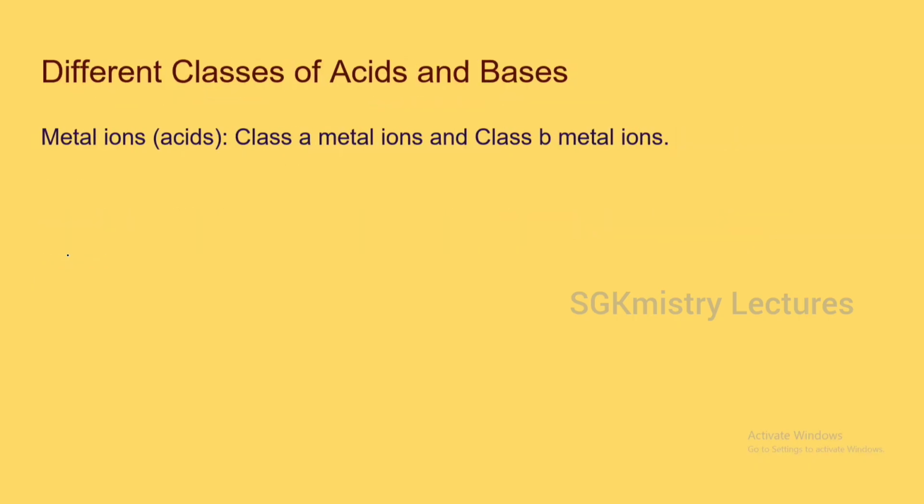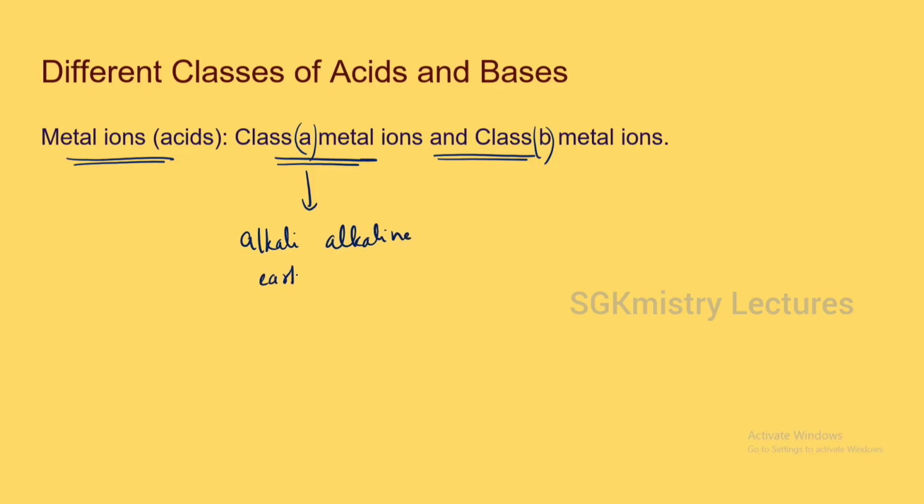So first, coming on to the metal ions. Metal ions can be classified into class A metal ions as well as class B metal ions. So let us talk about class A metal ions. These are nothing but the alkali as well as the alkaline earth metal ions. Alkali and alkaline earth metal ions. And along with this, there are also the lighter transition elements which can be considered under this category. So for example, we can write Ti4+, Cr3+, Fe3+, all these come under class A metal ions.